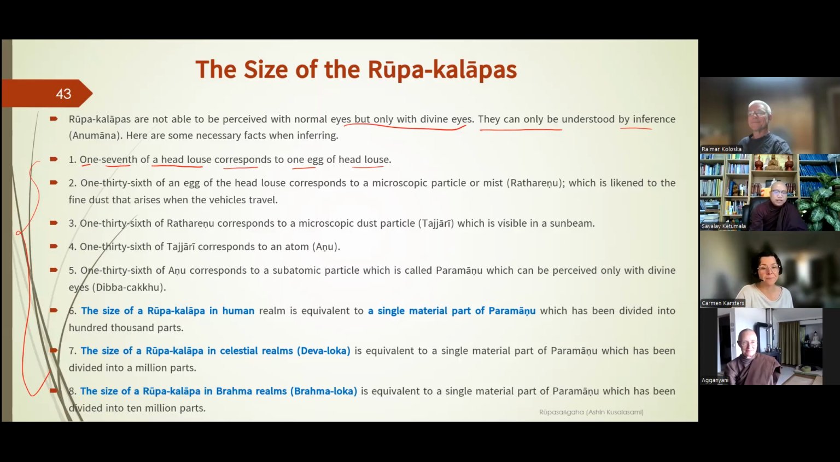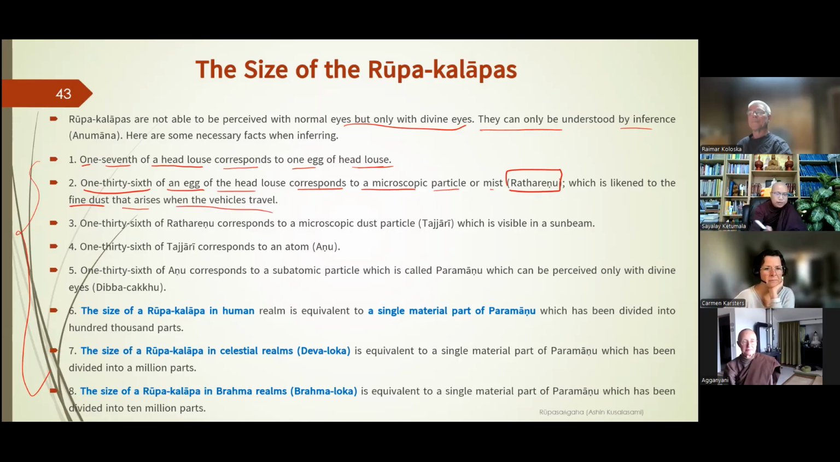Okay, so 1/7 of a head louse corresponds to one egg of a head louse. And 1/36 of an egg of the head louse corresponds to a microscopic particle of mist, in Pali, ratharenu, which is likened to the fine dust that arises when vehicles travel.